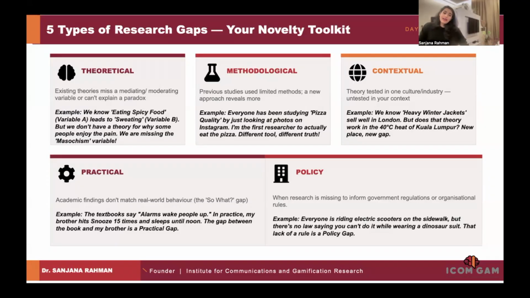The policy level gap, which is the last and final gap, is when research is missing to inform government regulations or organizational rules. For example, everyone is riding electric scooters on the sidewalk, but there is no law saying you can't do it while wearing a dinosaur suit. That lack of a rule is a policy gap.